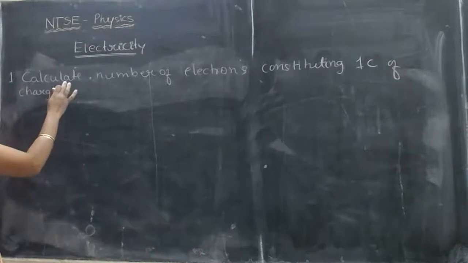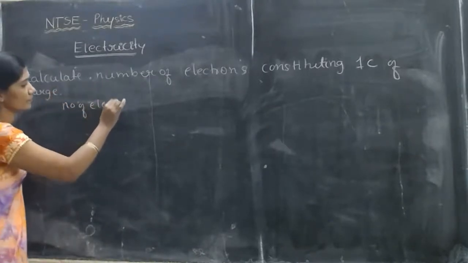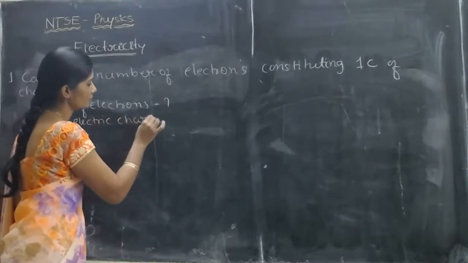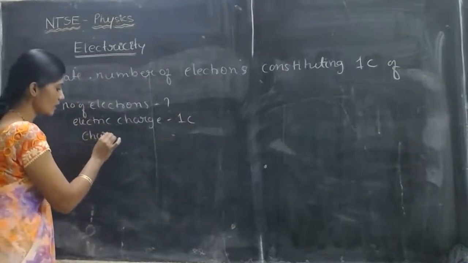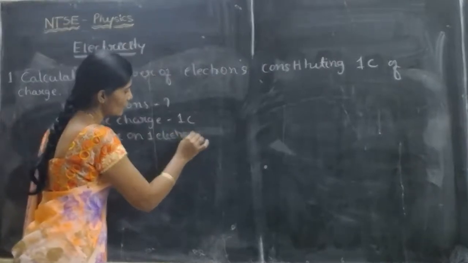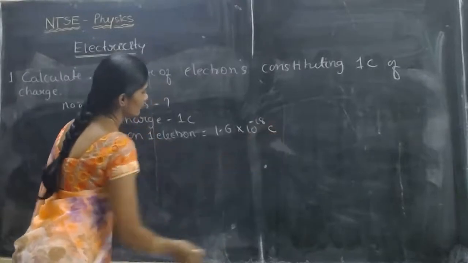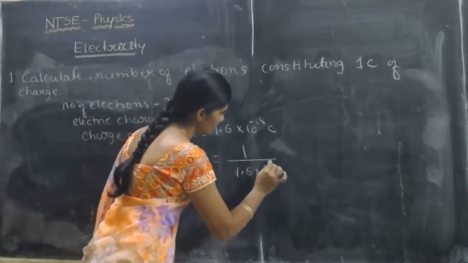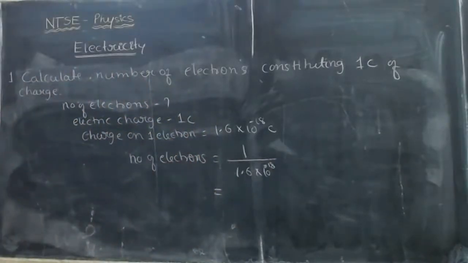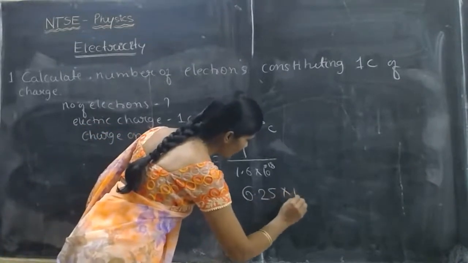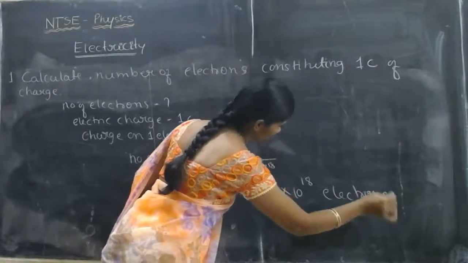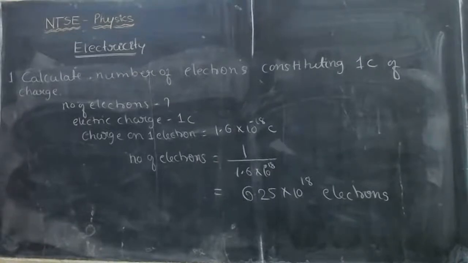How to calculate the number of electrons they asked. Charge is given, electric charge is 1 coulomb. Charge on one electron, how much do we know it is? 1.6 × 10⁻¹⁹. Then the number of electrons becomes 1 divided by 1.6 × 10⁻¹⁹. Simplify, you'll get the number of electrons, that is 6.25 × 10¹⁸. These many electrons are in only 1 coulomb of charge. Move to the next question.